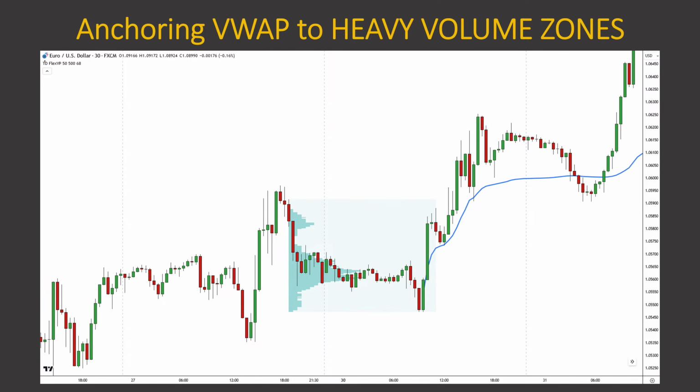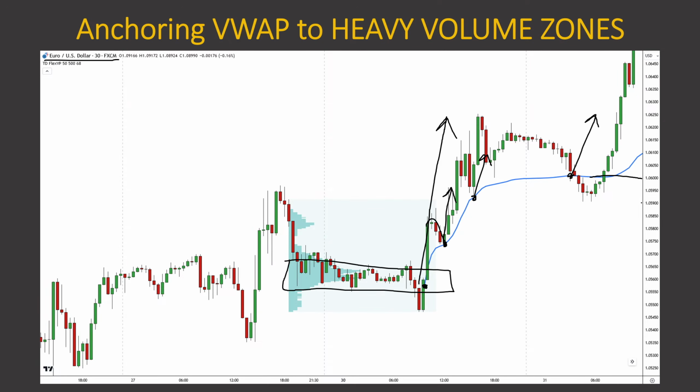Now here's another example. This is euro-dollar 30-minute chart. Again, we have a rotation where heavy volumes were traded, and from that rotation we have a trend. So you anchor the VWAP at the start of a trend, that's this candle, and trade pullbacks. So this is the first pullback, this is the second pullback, this is the third pullback. In this case, it looks like the price went below VWAP and didn't really respect it. But if you look here, it was not even 10 pips, so nothing too terrible. I would still count this as a viable reaction to the VWAP.